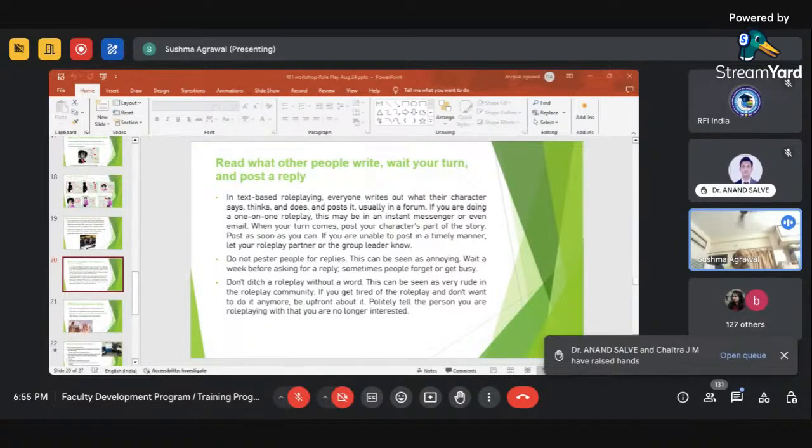Don't ditch a role play without a word. If you want to move out of that activity as a character, it's better that you make the group understand why you want to move out. It should be informed to the group leader and the mentor why you want to move out, so that a replacement can be arranged.